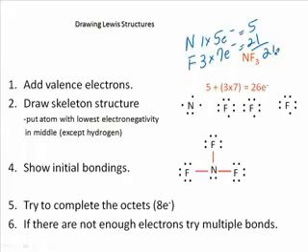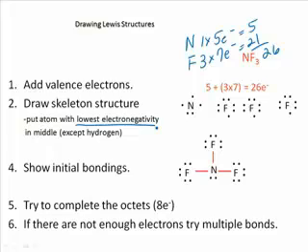Now, we're going to draw the skeleton structure, and in determining which one you're going to put in the middle. In Lewis structures, typically you're going to have one central atom, and then you're going to put all the others around it. To decide which one goes in the middle, you look for the one that has the lowest electronegativity. Okay, that's the one that's going to go in the middle. An exception could be hydrogen. Hydrogen can never go in the middle because it can only bond to one other thing.